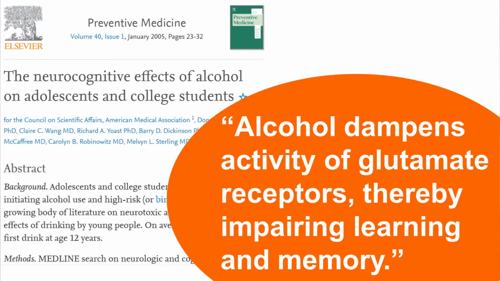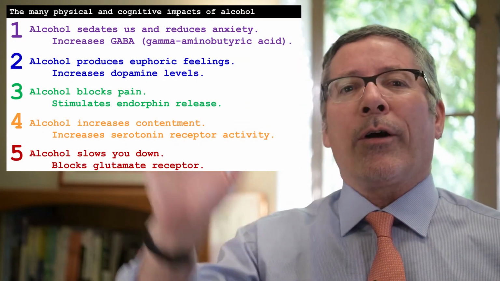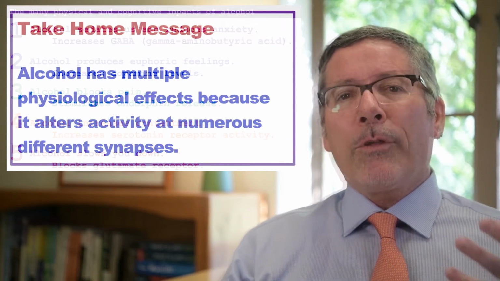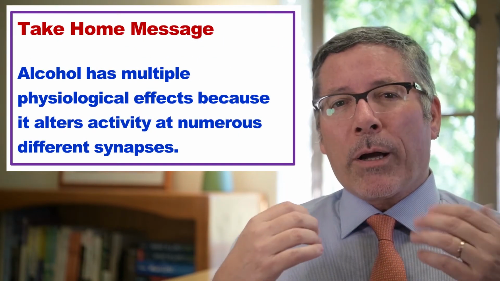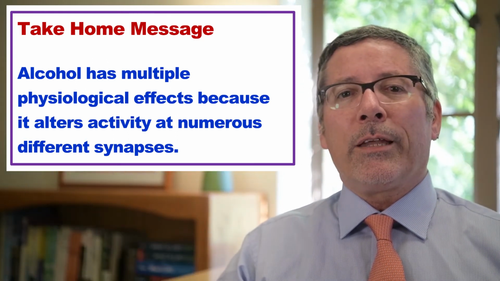And it's going to slow you down in a way that there are physical decrements and cognitive decreases in your functioning. In a study that looked at college students, they found that alcohol dampened the activity of the glutamate receptor, as we know, and it impaired learning and memory. If you give alcohol to animals, their learning as well is impaired. So we've got all these different ways, and these are only some of them. There are other effects, we don't even know all of them. Alcohol has these multiple physiological effects because it is influencing lots of different neurotransmitter systems in your brain.